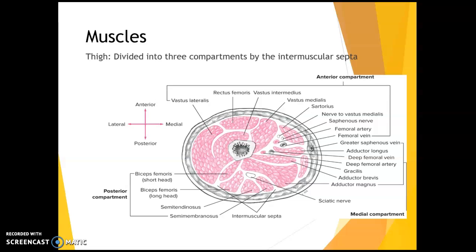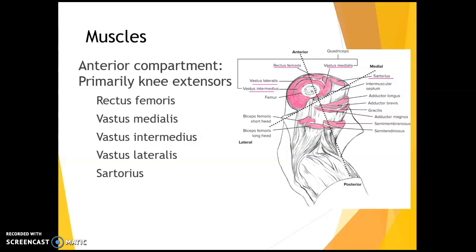With the muscles, they divide them into three main compartments: anterior, medial, and posterior. What I tried to do here is break this out, where you have the anterior compartment. I underlined those in pink for you. You can see them on the front side of the body, right? So here's your medial line, here's the anterior, here's the posterior side of that, here's the lateral and medial side.